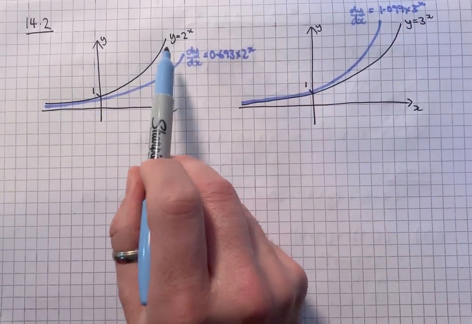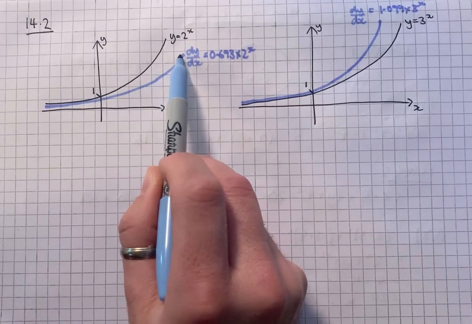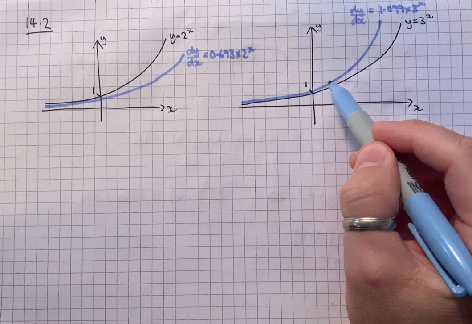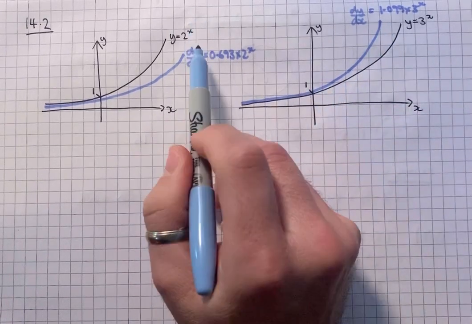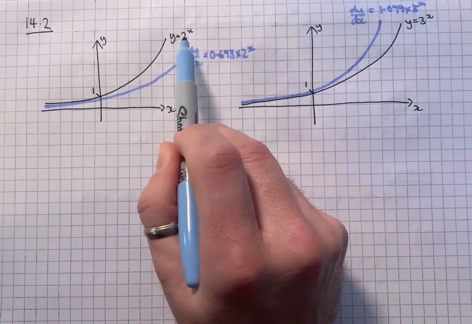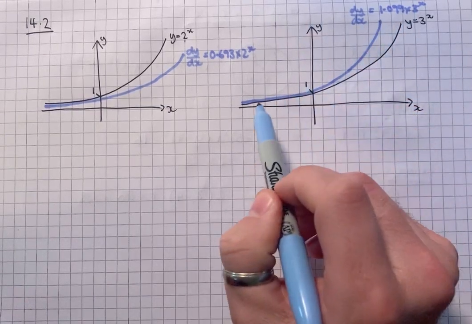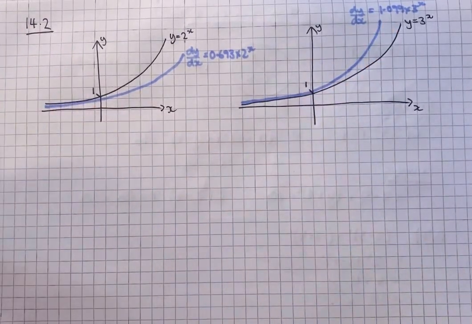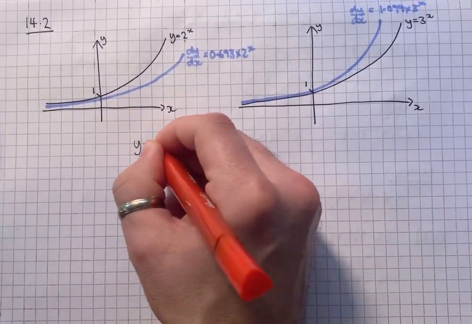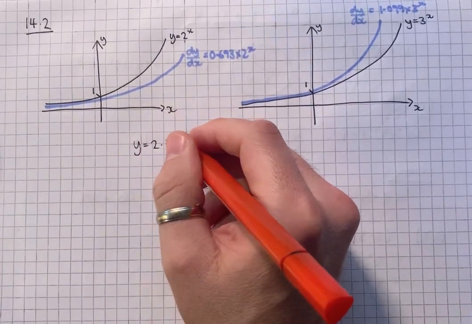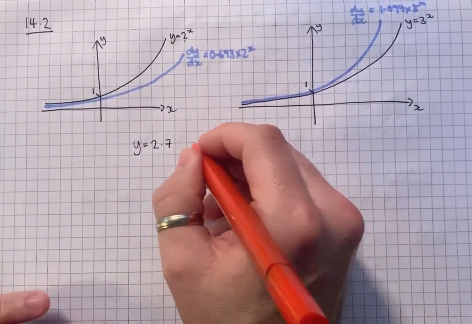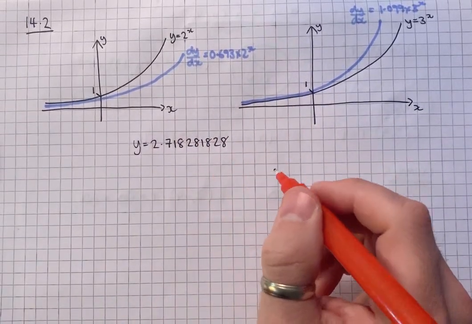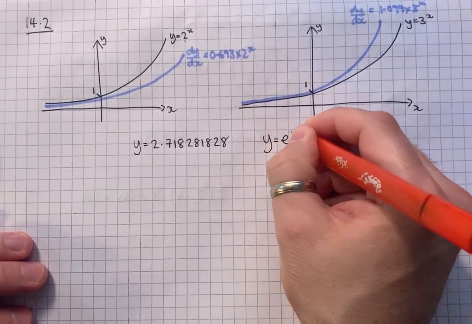So if for 2 to the x, the gradient function is below 2 to the x, and if for 3 to the x, the gradient is above 3 to the x, there must be a base somewhere between 2 and 3 where the gradient function actually matches perfectly onto the original function. And there is. And that value is 2.71828. And that's called the exponential function.